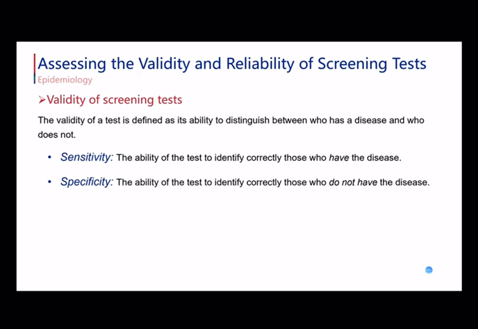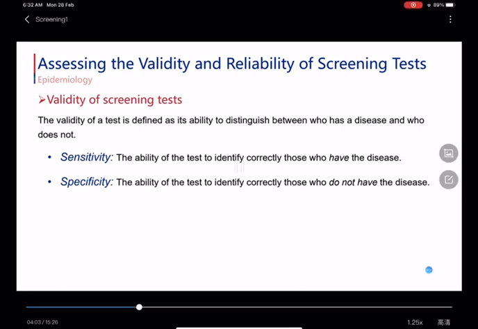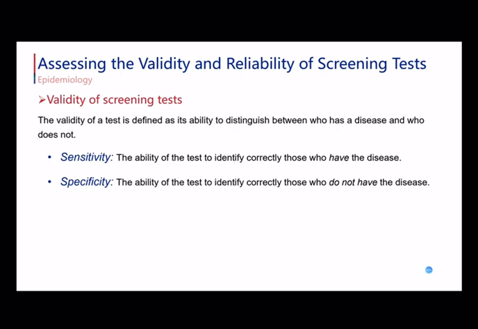The validity of a test is defined as its ability to distinguish between who has a disease and who does not. Validity has two components, sensitivity and specificity. The sensitivity of the test is defined as the ability of the test to identify correctly those who have the disease. The specificity of the test is defined as the ability of the test to identify correctly those who do not have the disease.